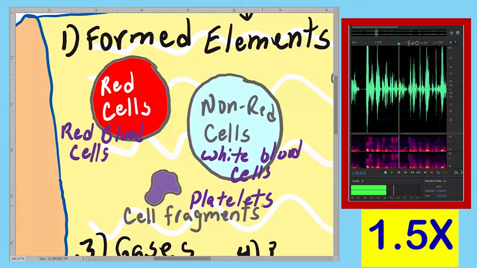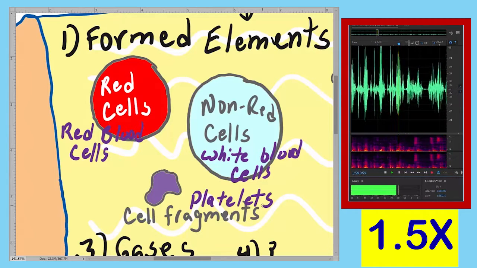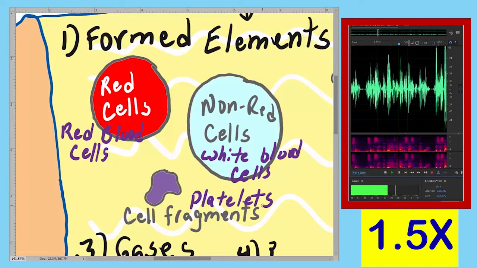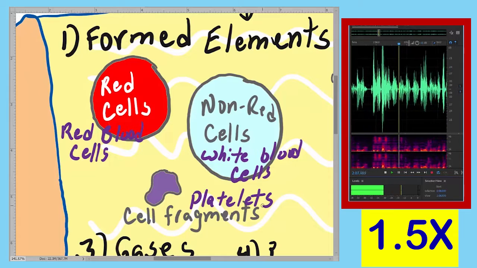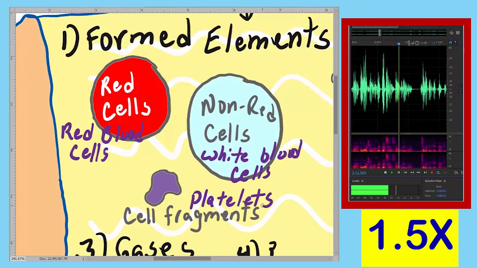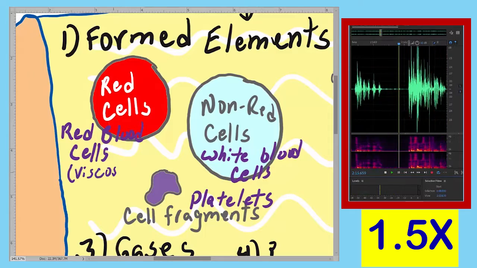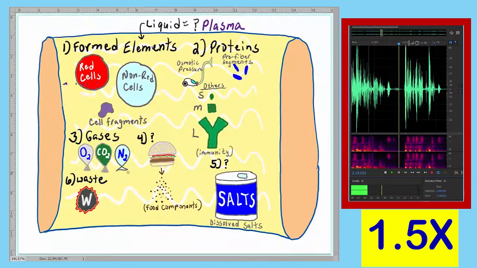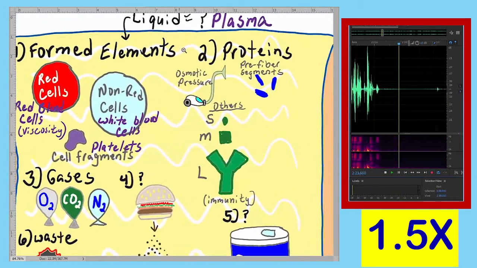Also, blood is more viscous than water. So if you have a cup of blood and a cup of water, the cup of blood would pour more slowly. And so we say that blood has a higher viscosity than water. This viscosity of blood is imparted by the large number of red blood cells found within the blood. And so we're going to indicate that here. And so this is all we'll say about the formed elements. Let's next discuss the proteins.